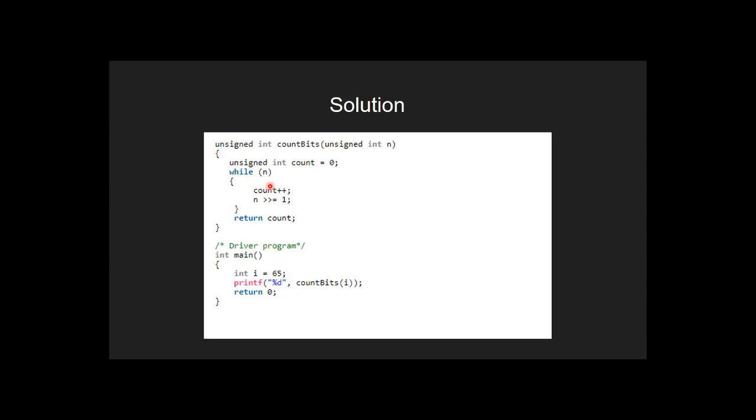And then we enter the while loop. In each iteration, we increment count by 1 and right shift n by 1, which is equivalent to dividing n by 2. This loop runs as long as n is not equivalent to 0.